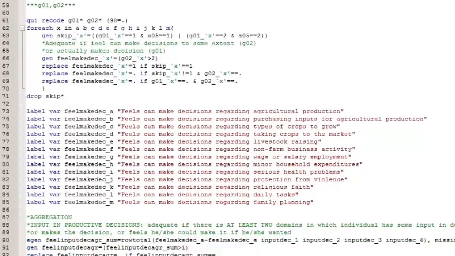Then, moving to questions from module G, questions G01 and G02. First, based on question G01, we create the variable skip_X. X again refers to the type of decisions listed in module G. Skip_X is equal to 1 if the individual is the person who actually makes the decision regarding that type of decision in this household.